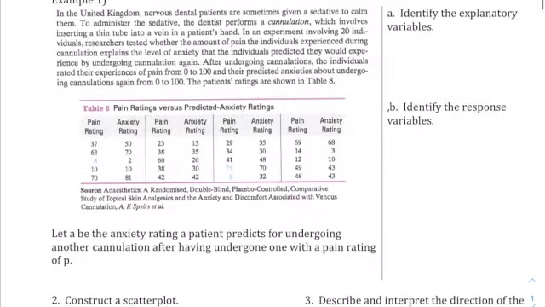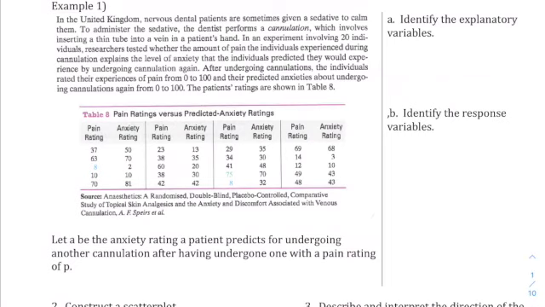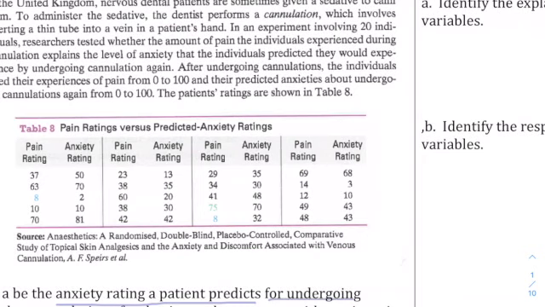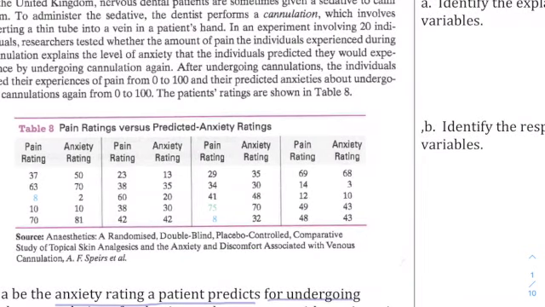On the bottom it says, let A be the anxiety rating a patient predicts for undergoing another cannulation after having undergone one with a given pain rating. In this case, the first one is the one they already went through, so the pain rating is your X, and you should understand X is the first thing. X is the independent variable. X is the one that dictates what the rest of the problem is going to be.